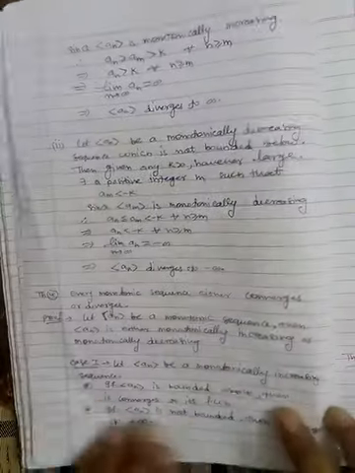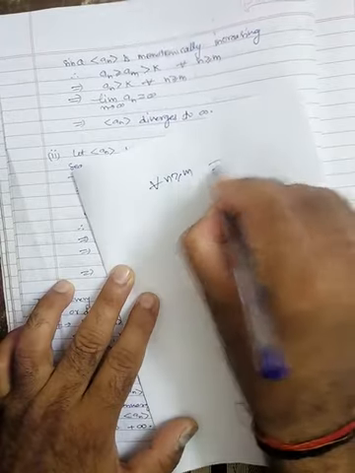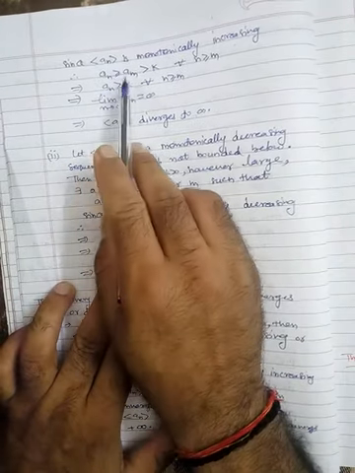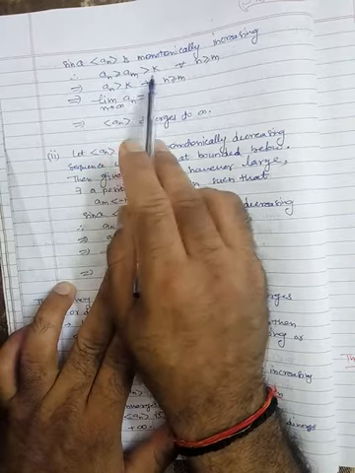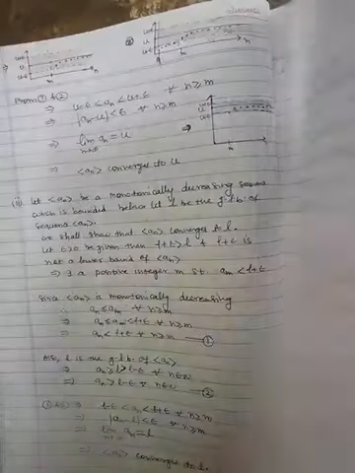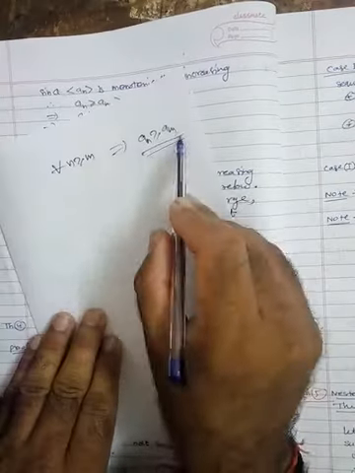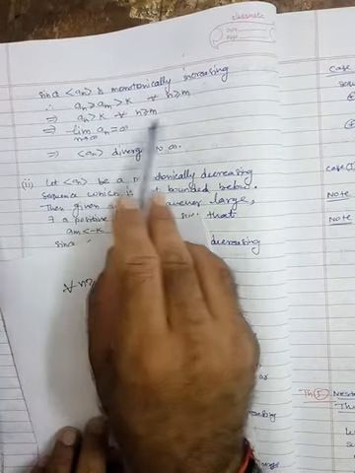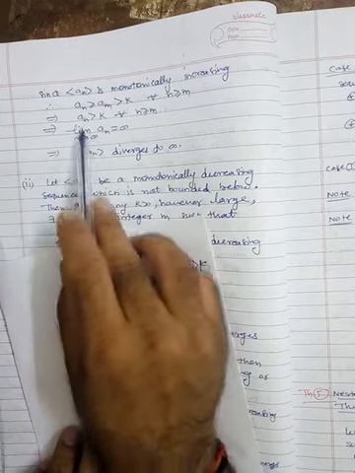Now since the sequence is monotonically increasing, for all n greater than or equal to m, we can say that a_n is greater than or equal to a_m. This is by the definition of a monotonically increasing sequence. So a_n is greater than or equal to a_m, but a_m is greater than k, and this is valid for all n greater than or equal to m. That means a_n is greater than k for all n greater than or equal to m. And this is nothing but the condition of divergence. That's why we can say that the limit as n tends to infinity of a_n is infinity, so it diverges to infinity. This is the first part.